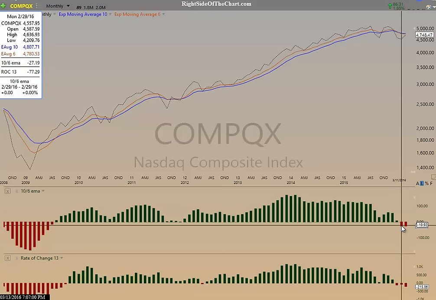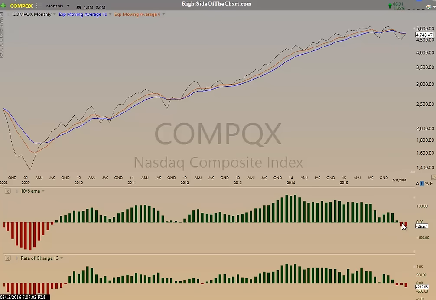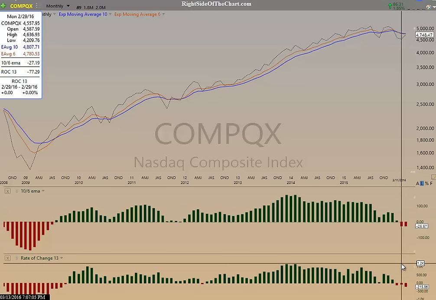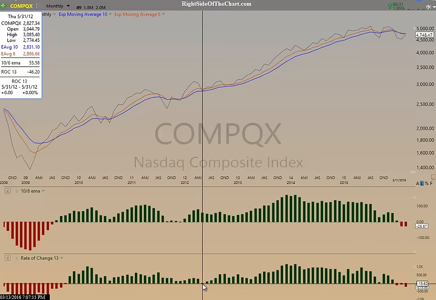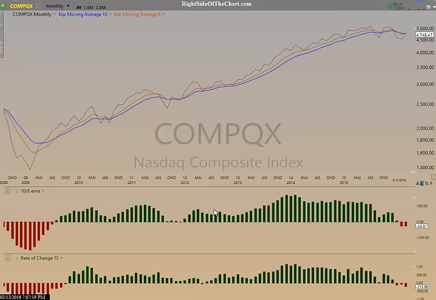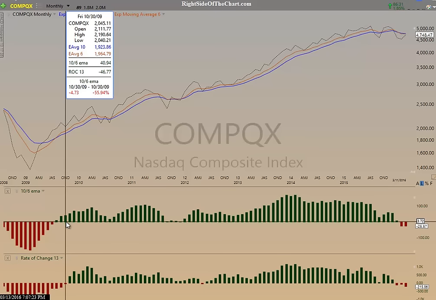It did for the first time on both the 10-6 EMA pair and the ROC13. So that was our first confirmed sell signal. And again, I'm using the ROC13 to help scrub this out. They both need to trigger. Here's the ROC12 or 13 triggering back in May of '12, but we didn't even have close to a sell signal on the 10-6 EMA pair. So that tells you just the accuracy of this.